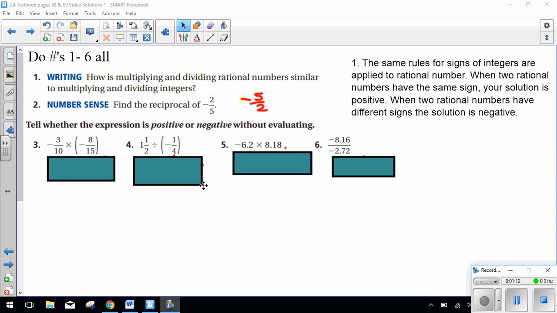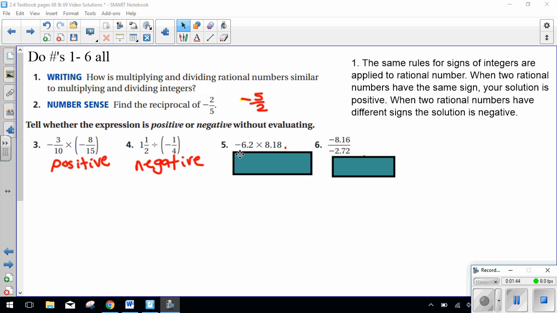Okay, for number 3, tell whether the expression is positive or negative without evaluating. So in number 3, I have a negative rational number times a negative. So we learned in chapter 1 that a negative times a negative is a positive. In number 4, I have a positive rational number being divided by a negative. So when my signs are different, my answer is negative.